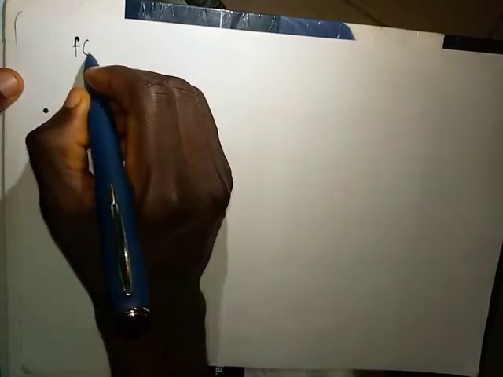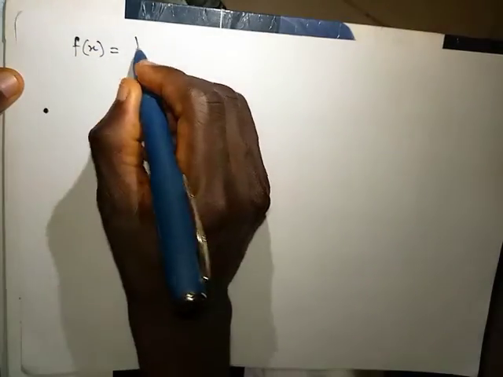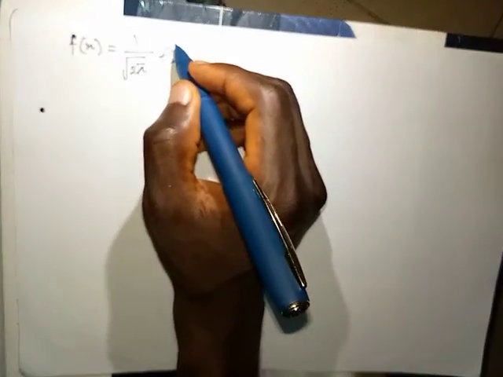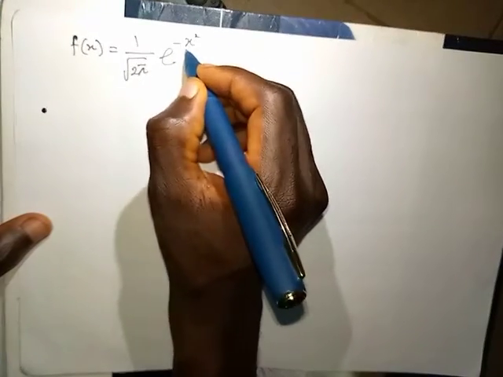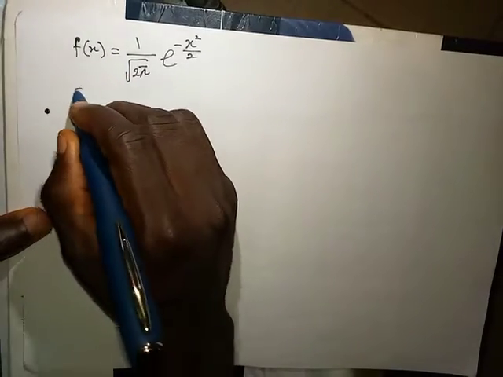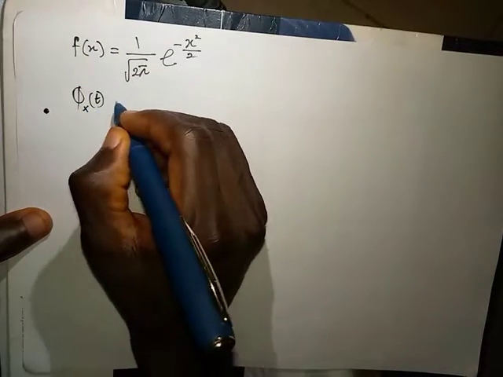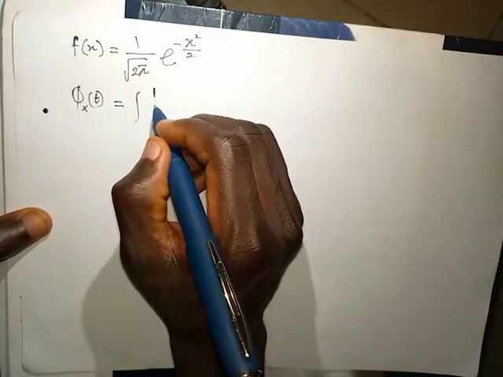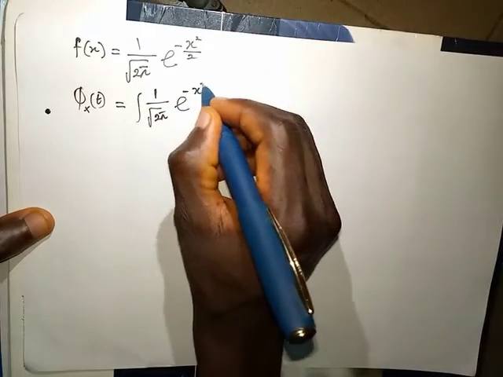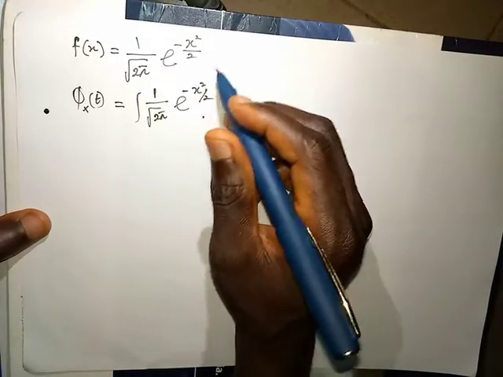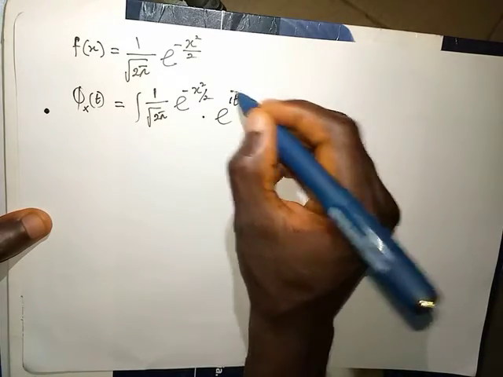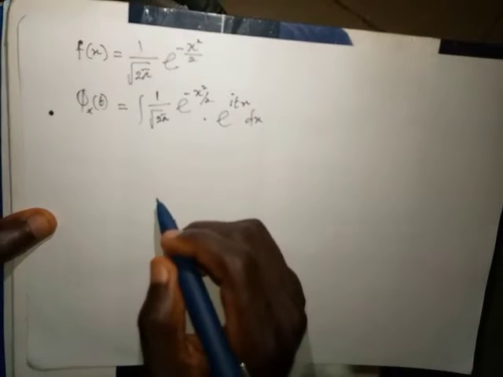So we have f of x equals 1 over square root of 2 pi, exponential raised to power minus x squared over 2, like this. Now the characteristic function, phi subscript x of t, equals the integral of 1 over square root of 2 pi, exponential raised to power minus x squared over 2, multiplied by the characteristic function exponential raised to power i t x, then we have dx.